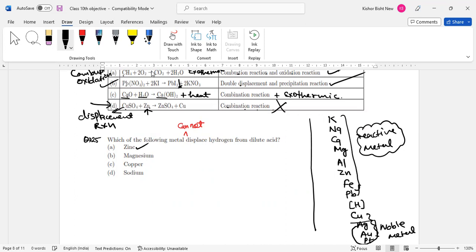So which one will not react? Look, zinc can displace hydrogen, magnesium too. Copper is below hydrogen. So which one is your answer? It cannot. So the answer is C. C is your correct answer. Please remember.